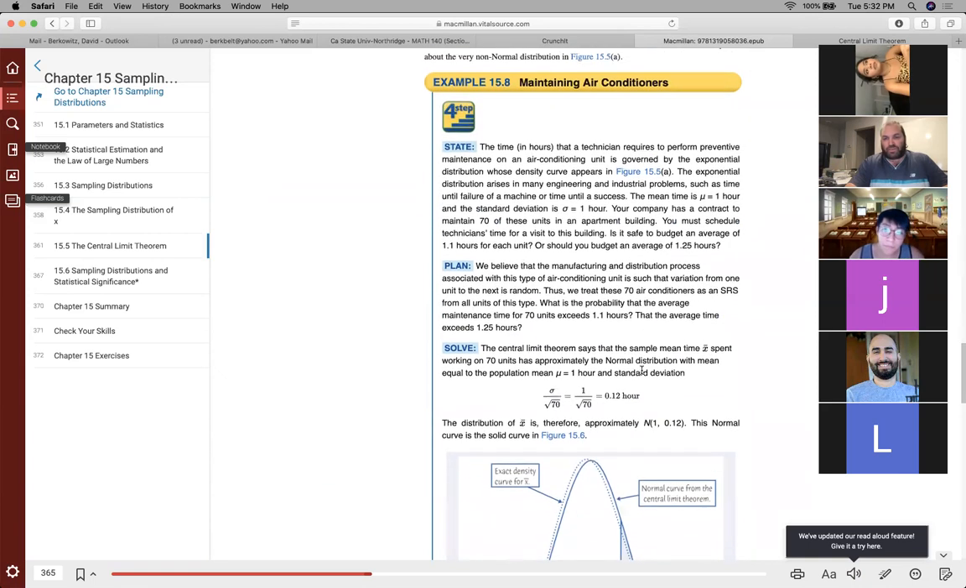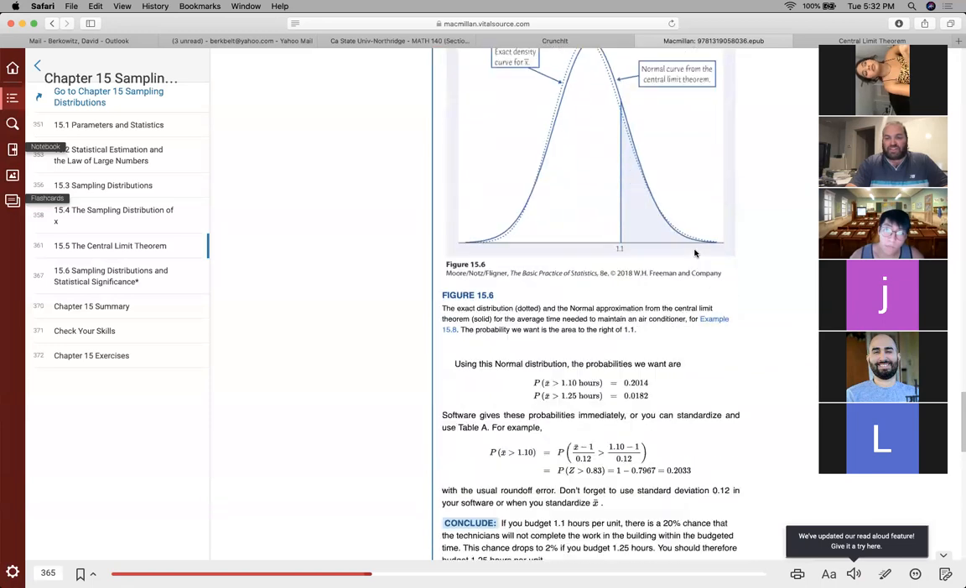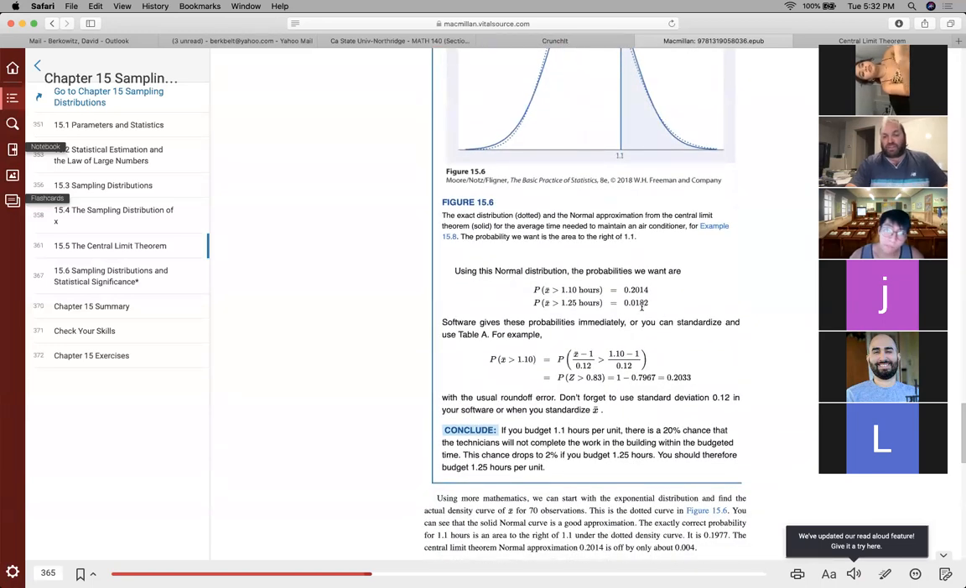So here we have it right here. The probability that the average is greater than 1.1 hours is 0.2014. And now someone said that we do the same thing with 1.25. Well, should you budget an average of 1.25 hours? What's the probability that it takes longer than 1.25 hours? If I did exactly the same thing, that's a 2% chance. So it's very unlikely to take more than 1.25 hours. But it's fairly possible to take more than 1.1 hours. So I would probably budget 1.25 hours because it's kind of unlikely to take more than that.